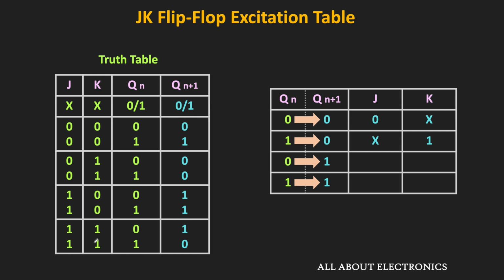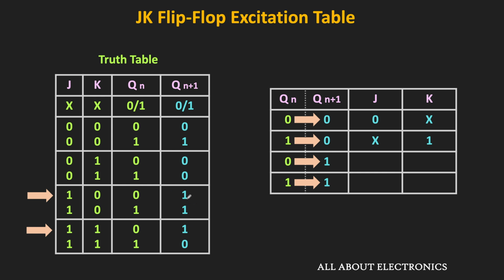Similarly, let us take the third case, where currently this Qn is 0 and in the next state this Qn plus 1 is equal to 1. So this transition will occur for these two input combinations. As you can see, when this J is 1 and K is 0, then irrespective of the present state of the flip-flop, in the next state, the flip-flop will get set to 1. That means this Qn plus 1 will become 1.